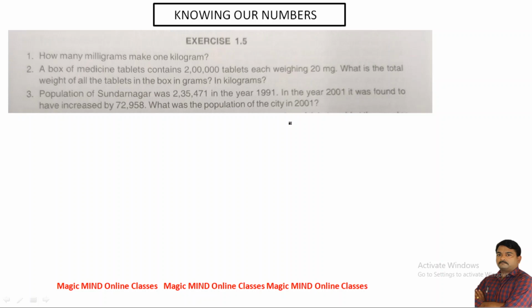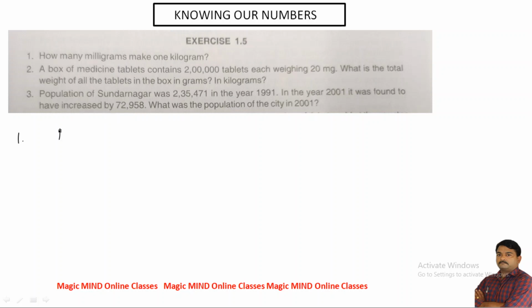So today in this video we will be discussing the fifth exercise of the first chapter from the R.D. Sharma textbook of 6th standard. In the previous videos we already discussed 4 exercises. Now this is your fifth exercise. Here is your first question: How many milligrams make 1 kilogram? Indirectly, we have to convert kilograms into milligrams.